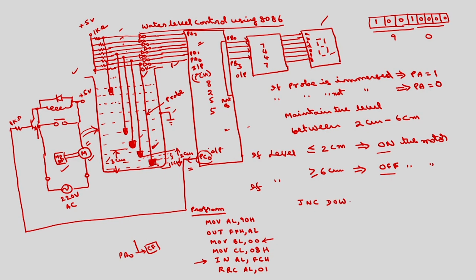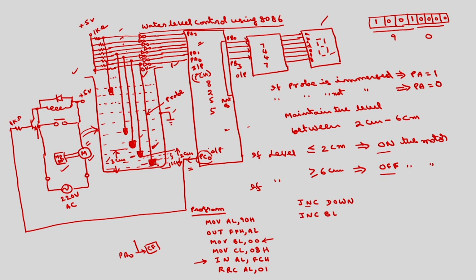What does it mean? Not carry means there is no carry. So after RRC, if jump not carry is taken, the last PA0 is 0. So PA0 is 0 means no need to increment, we have to go and check for the next PA1 and so on. If jump not carry is false, it means PA0 is 1. So you have to increment BL, INC BL, because PA0 is 1, already 1 centimeter.